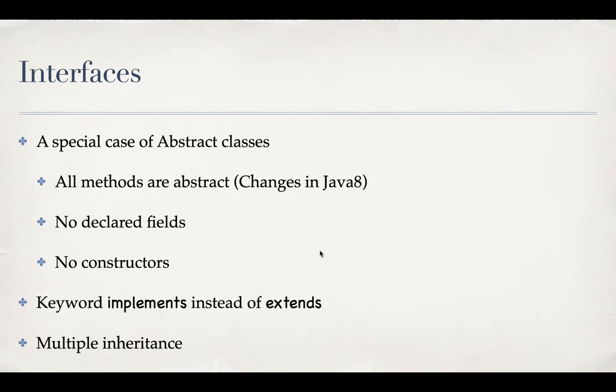When a class inherits from an interface, instead of the extends keyword in Java, you have to use the implements keyword. Another important difference is that Java by default does not support multiple inheritance. So your class C cannot extend class A and class B at the same time, but it can implement multiple interfaces at the same time.